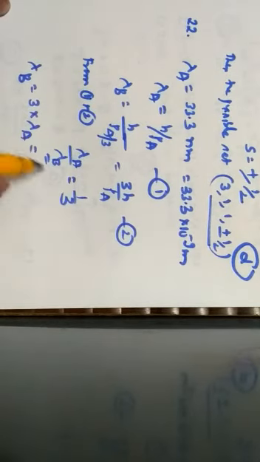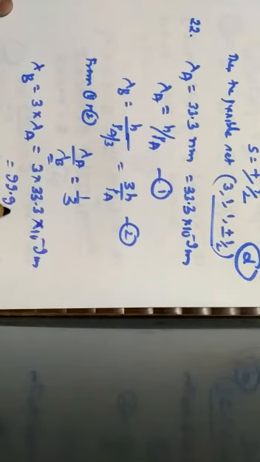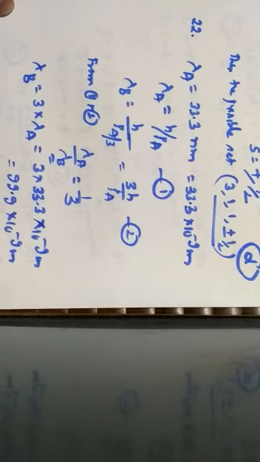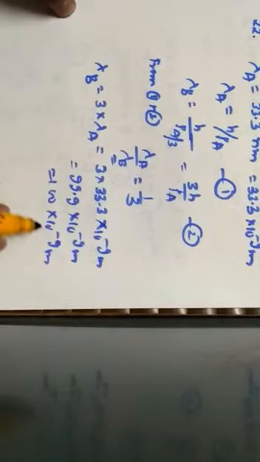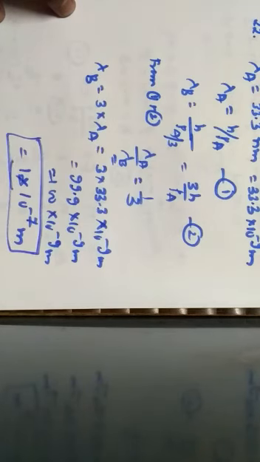According to this, by rearranging, that is equal to 3 into 33.3 into 10 to the power of minus 9 meter. That is equal to 99.9 into 10 to the power of minus 9 meter, which is approximately, I can write this as 100 into 10 to the power of minus 9 meter. So 100 into 10 to the power of minus 9 meter can be written as 1 into 10 to the power of minus 7 meter. So this 1 into 10 to the power of minus 7 meter is given by option D.